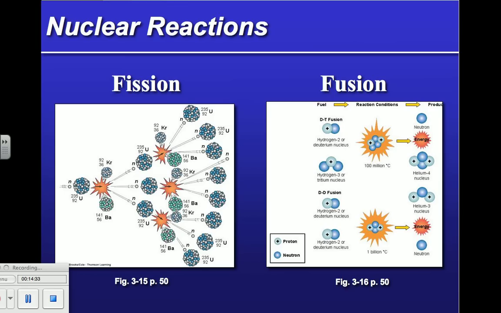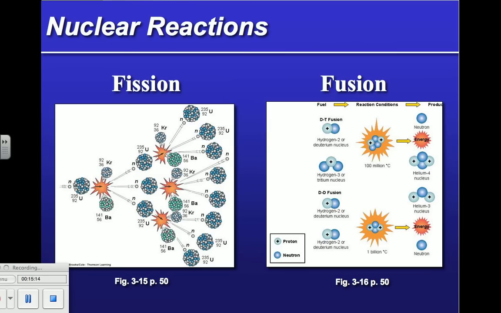If you don't control it, you would get an uncontrolled fission reaction, which is what a fission bomb does. But with fission reactors, you actually control the reaction, so you limit how many neutrons are able to find more nuclei to break apart. One of the drawbacks of fission is that krypton-92 and barium-141 are radioactive, they're unstable. So you have waste material after you've done the reaction that has to be stored somewhere and is unsafe.